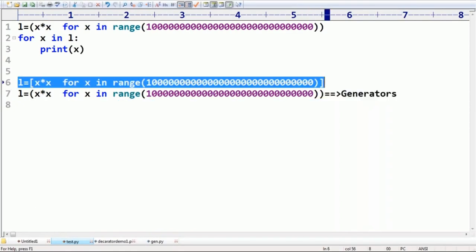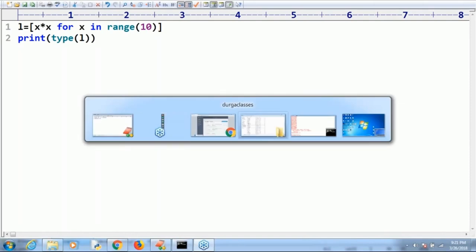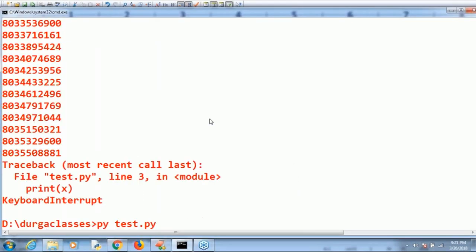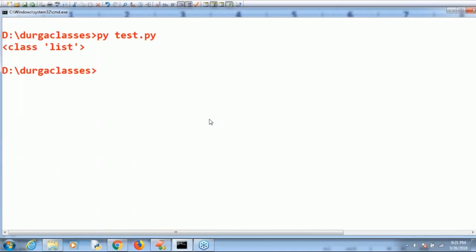One minute, sir. Observe very carefully. L is equal to x into x for x in range of 10. I'm taking x in range of 10. Sir, print type of L. What answer are we going to get by default, sir? Just observe that. Now the type of L is nothing but, sir, list type. We are going to get list type by default.